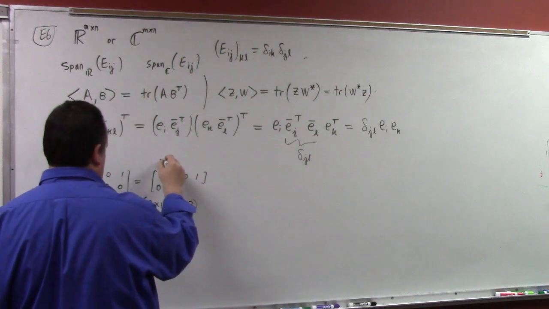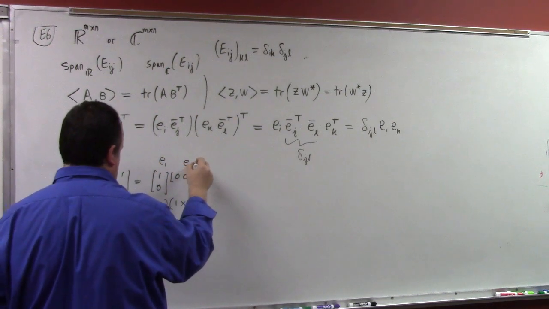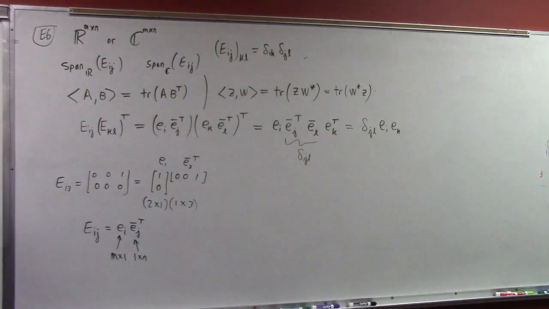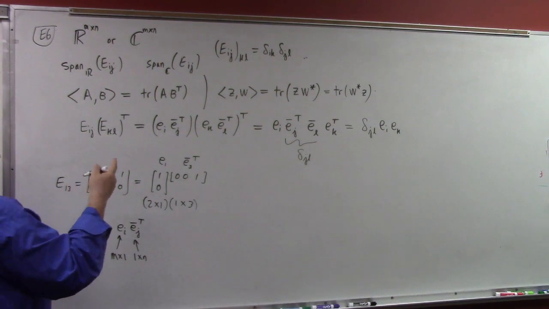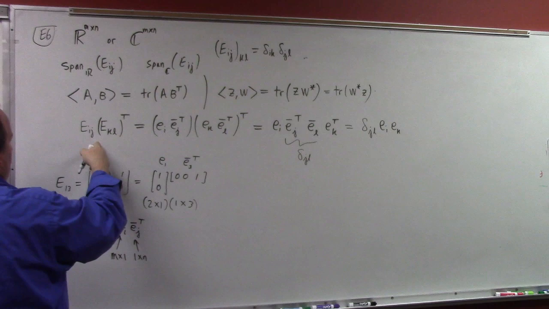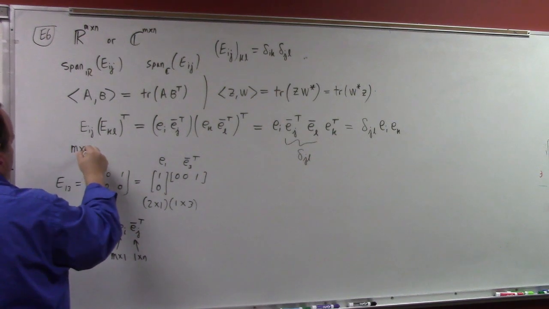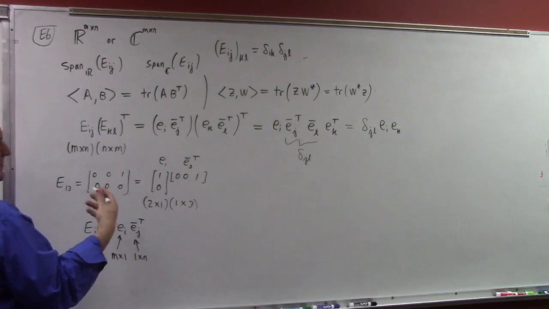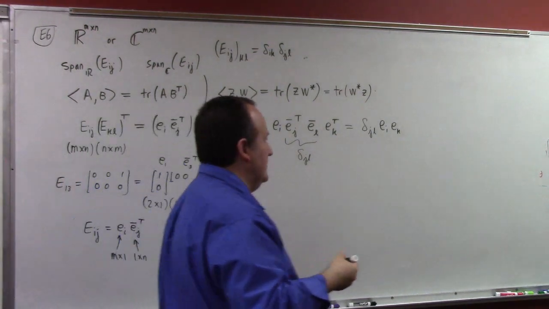This is E1 and this is E3 bar transpose. Excuse me. I think I said it, but I didn't write it. All right, let me think through this. This is m by n times an n by m. What does that give me? Oh, it gives me an m by m. It makes sense.